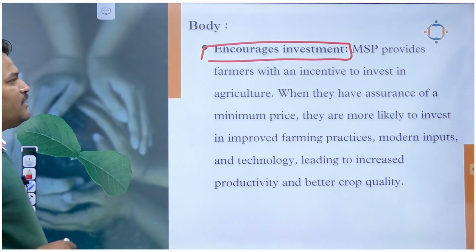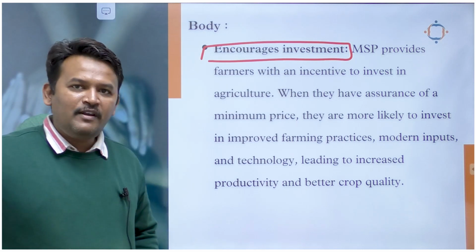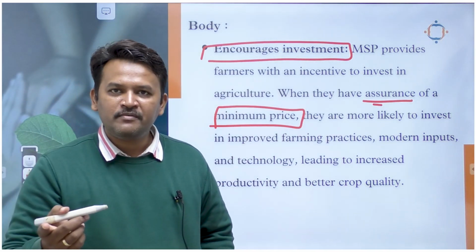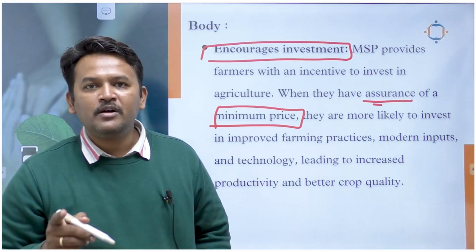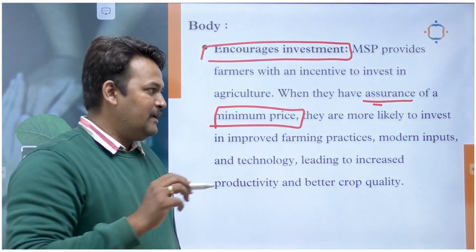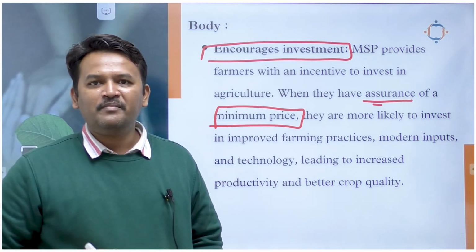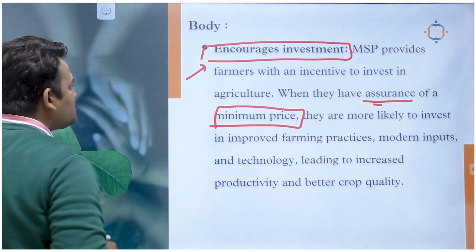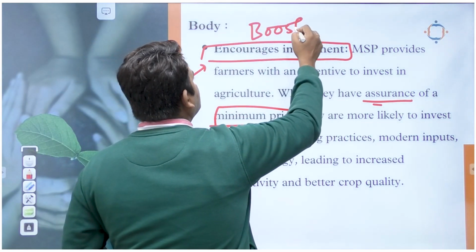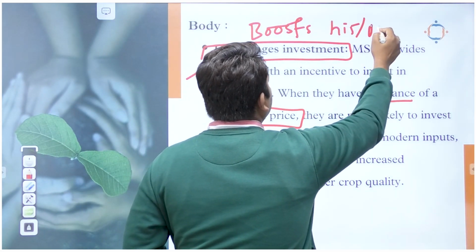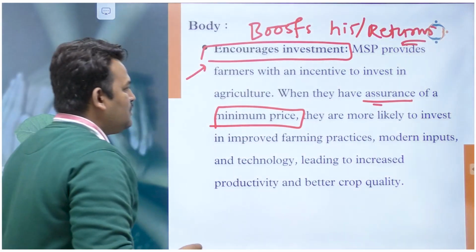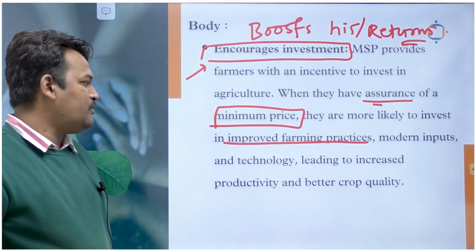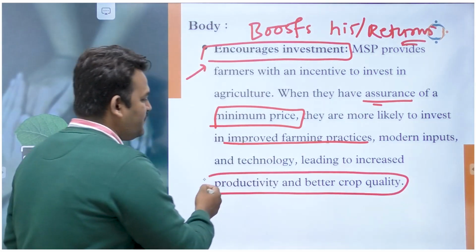So MSP here will provide farmers with incentives to invest in agriculture because they will have the assurance of a minimum price. That minimum price will cover their expenses for input cost. That minimum price will ensure a profit margin for them, right? So in such an atmosphere, he will be ready for added investment in the agricultural sector. So in the long run, this investment also boosts his or her returns, right? In the long run, they are more likely to invest in improved farming practices, modern inputs and technology, leading to increased productivity and better crop quality, right?